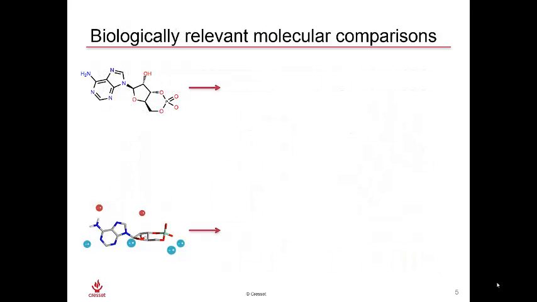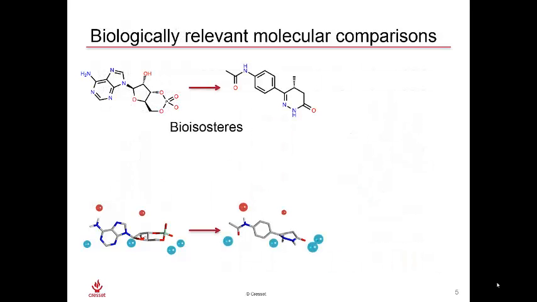So with Cresset software, we use these 3D field point patterns to compare molecules in a biologically relevant way, the way that a receptor would experience the ligands. For example, if we have a bound conformation of cyclic AMP with this field point pattern, and we have a synthetic analog that has an energetically accessible 3D conformation with a similar field point pattern, then the receptor should see these two molecules in the same way, regardless of how similar or dissimilar their chemical structures are. This allows us to compare molecules at the bioisosteric level without bias.